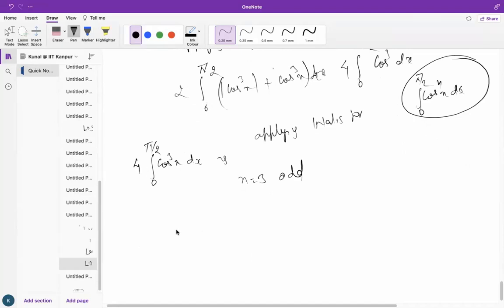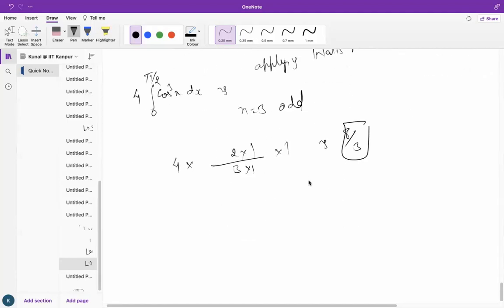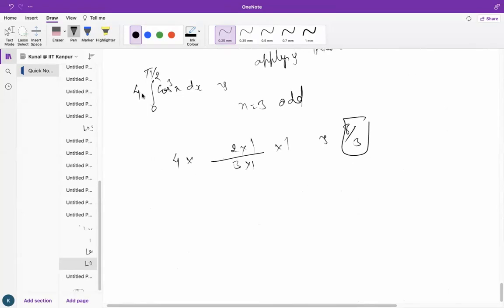So let me rewrite it. So 4 into 3, we are subtracting 1, and then 1, 1, then multiply, right? So we will get the following answer as 8 by 3. So this is our answer for the given integrand. I hope this is clear to you. Now we are going to the next part.